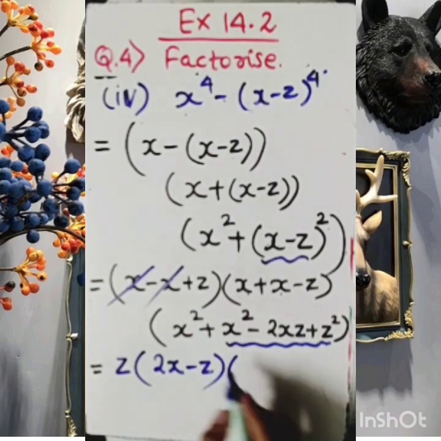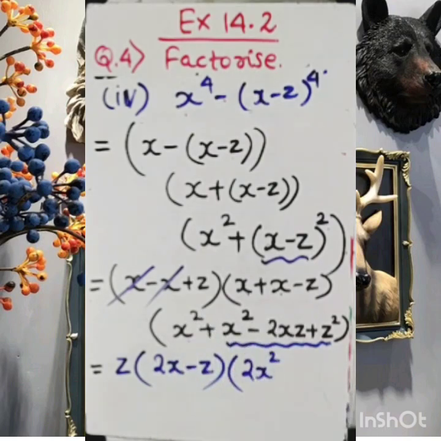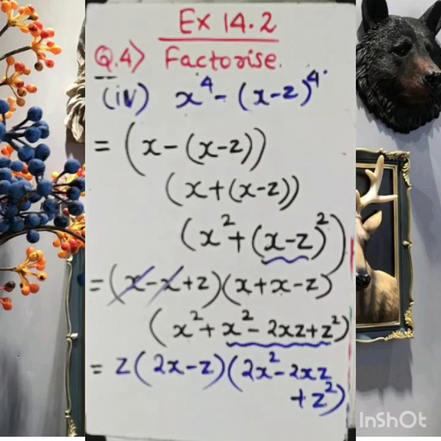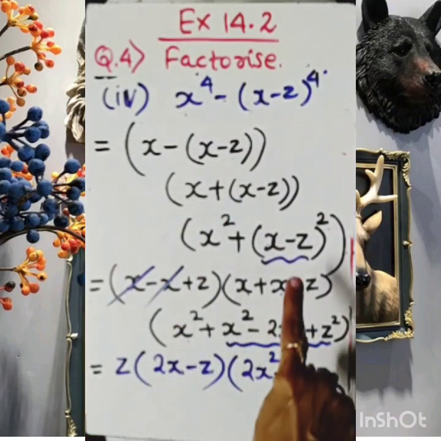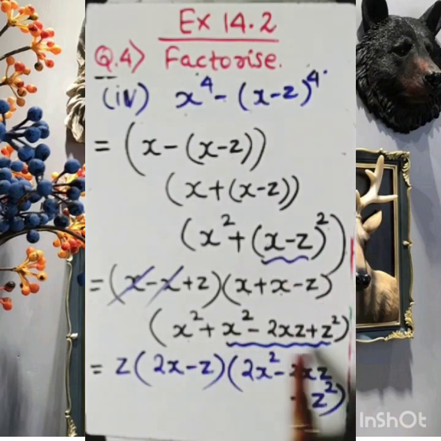What about this x square plus x square? That is 2x square minus 2xz and plus z square. This is the complete solution of fourth part of the question number 4. Here you can see we have applied the third identity two times and this second identity one time while expanding this bracket. Okay.